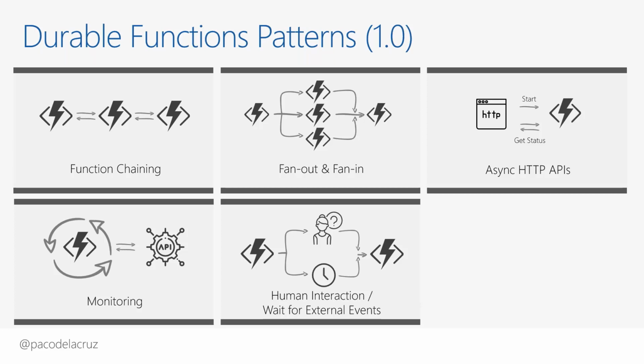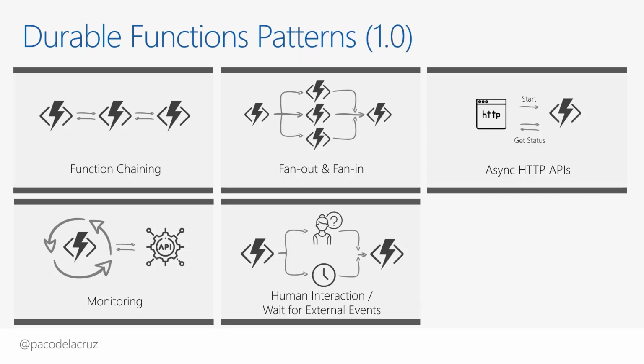You can also implement the fan out and fan in pattern. So let's say you need to implement different tasks in parallel. You can implement that with durable functions, and then when all the parallel threads have finished, then you can continue with your orchestration. You can also continue when the first of these tasks finishes. So you can continue when all or when any of the tasks finishes.